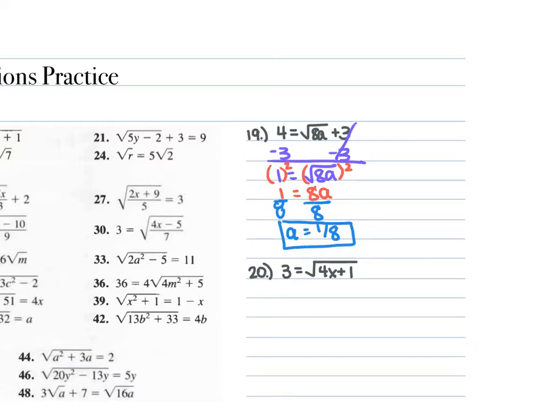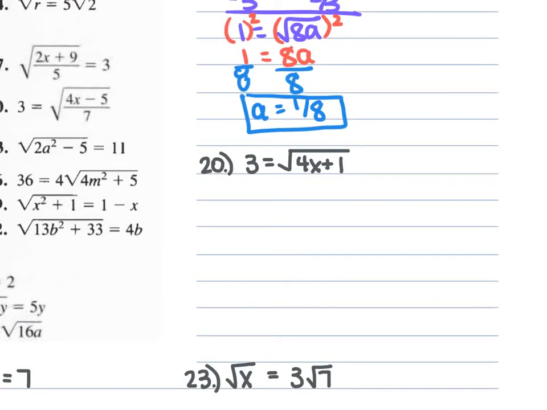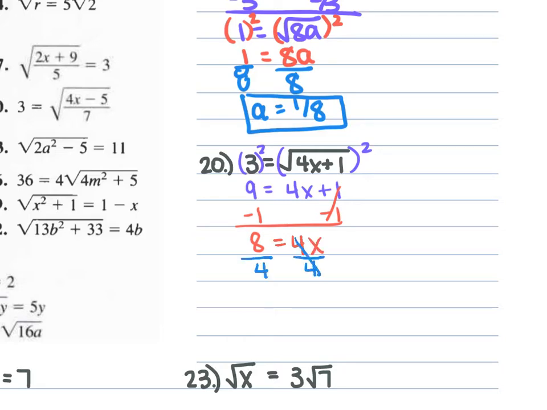For 20, we have 3 is equal to the square root of 4x plus 1. Our radical is isolated here, so we're going to start by squaring each side. So we're going to get 9 is equal to 4x plus 1, and we're just going to solve for x. We're going to subtract the 1 from each side to get 8 is equal to 4x, and then we divide each side by the 4 to get that x is 2.